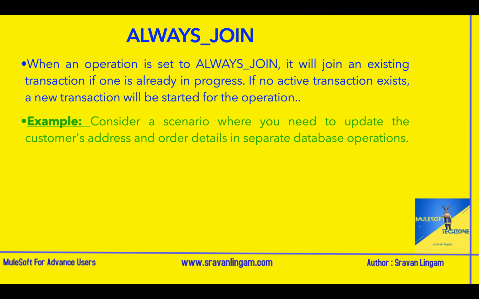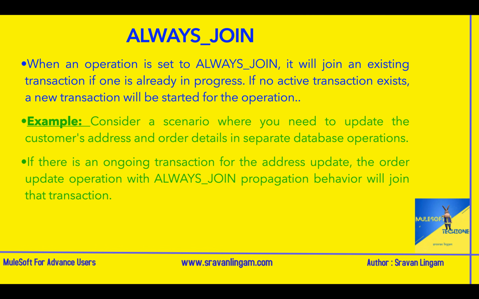For example, you have your customer address that needs to be stored in one table, and there are some order details which need to be stored in another table. For example, all e-commerce websites do this, right? So what will happen if there is an ongoing transaction for the customer address update, then the order update operation will join that transaction with the join propagation behavior. If there is no transaction, a new one will be started for the order update.